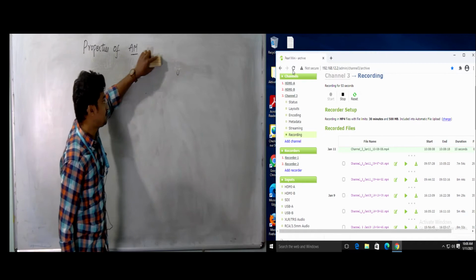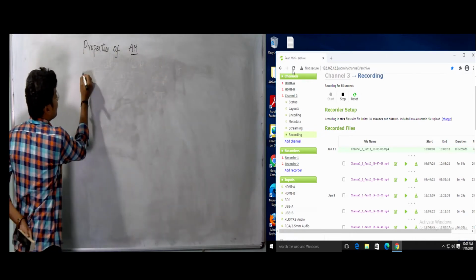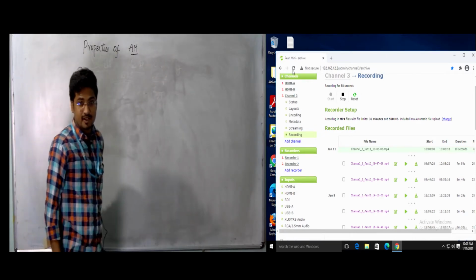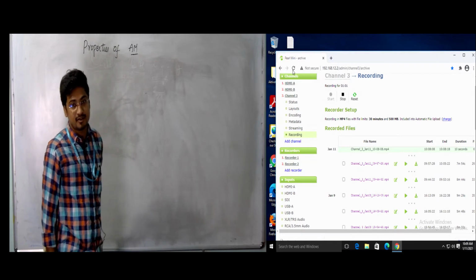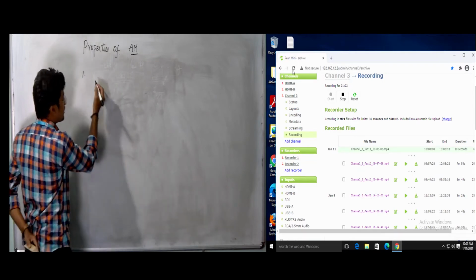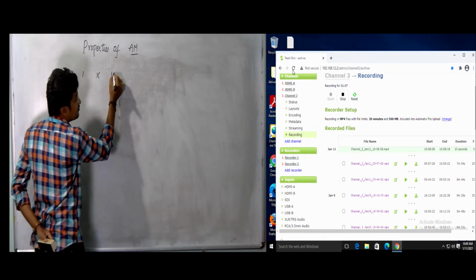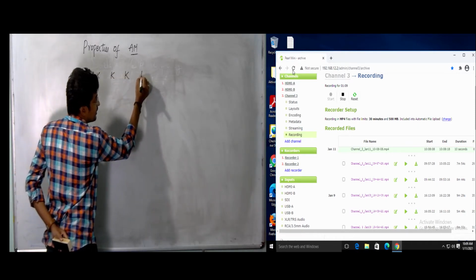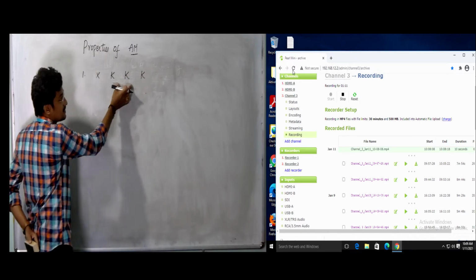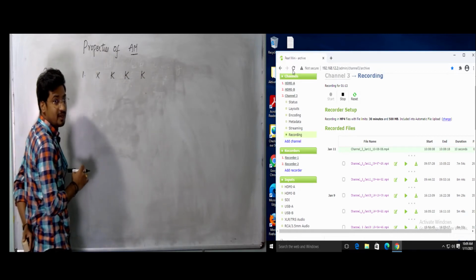First property. If all the observations of a variable take the same constant value k, then the arithmetic mean is k. X is a variable.